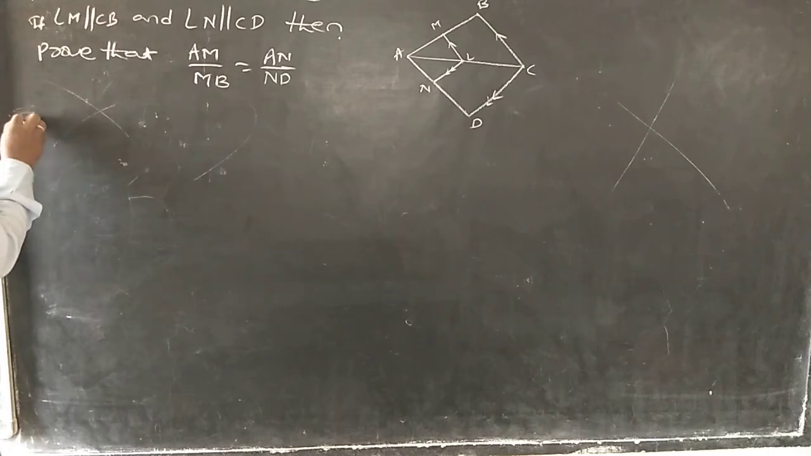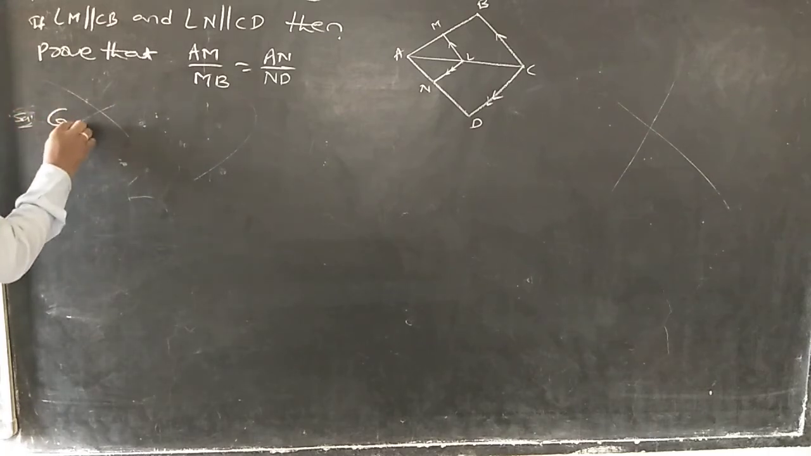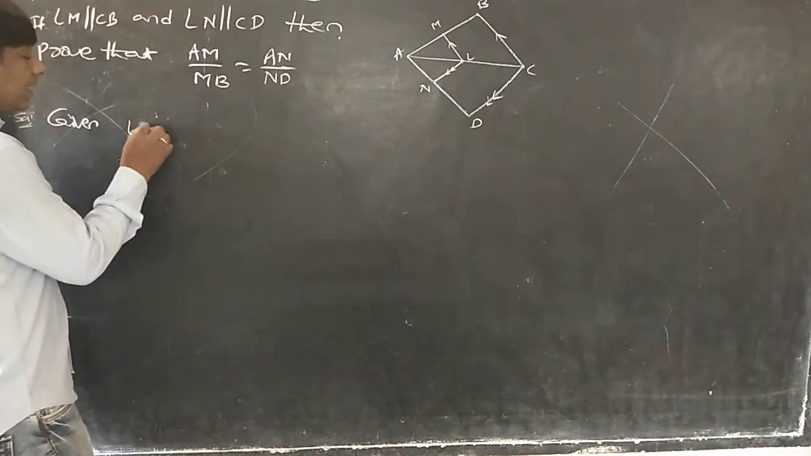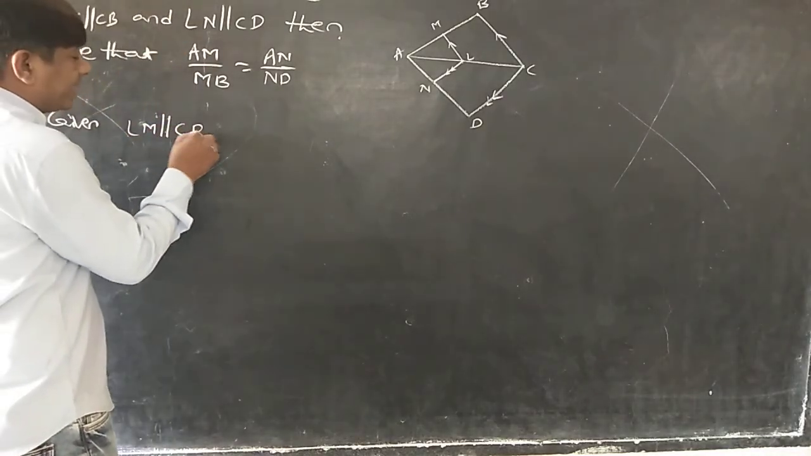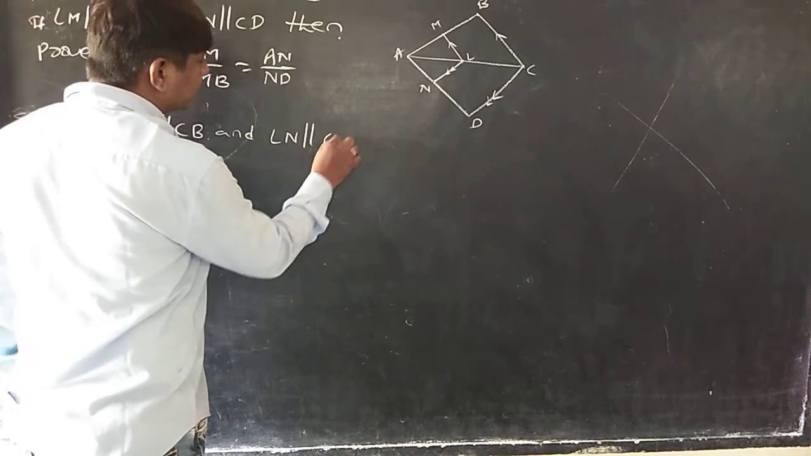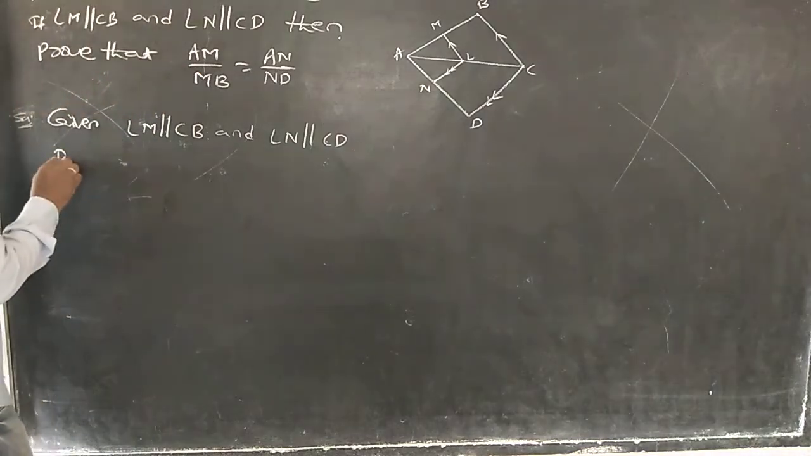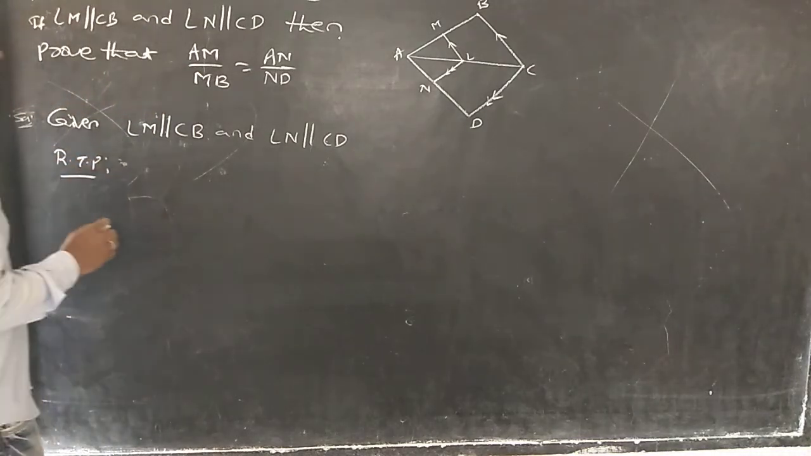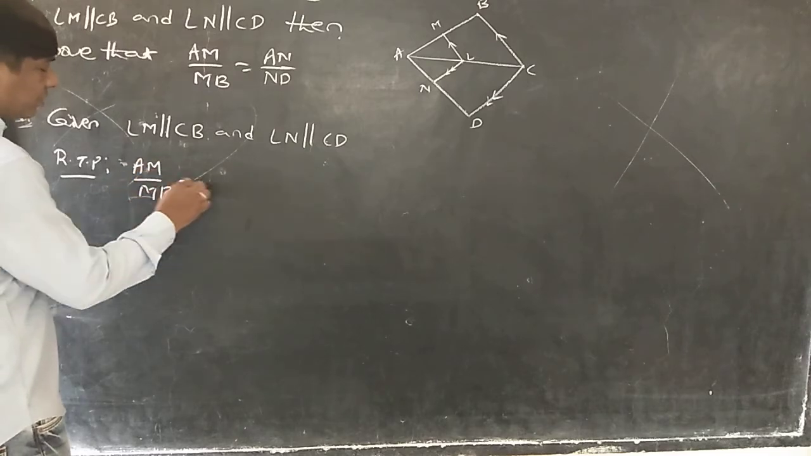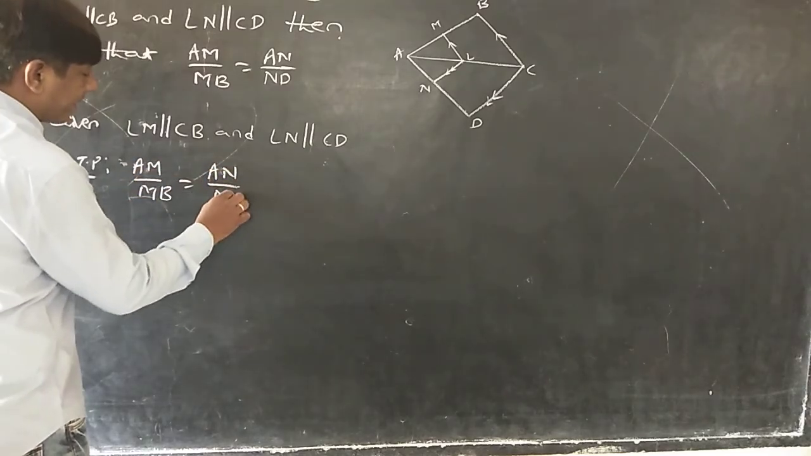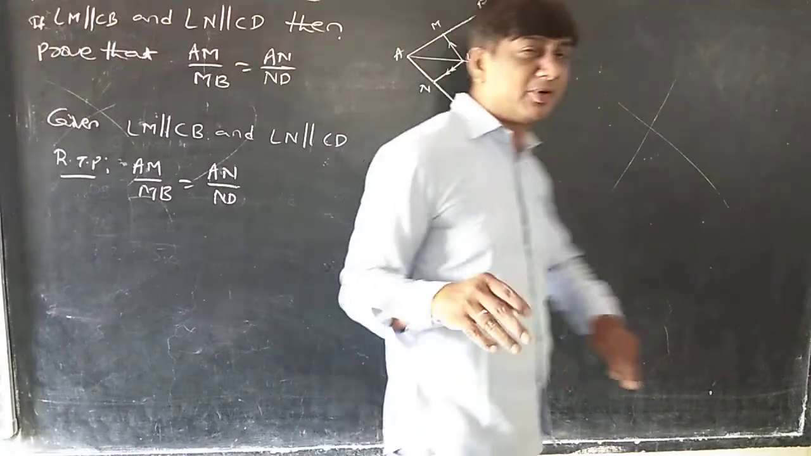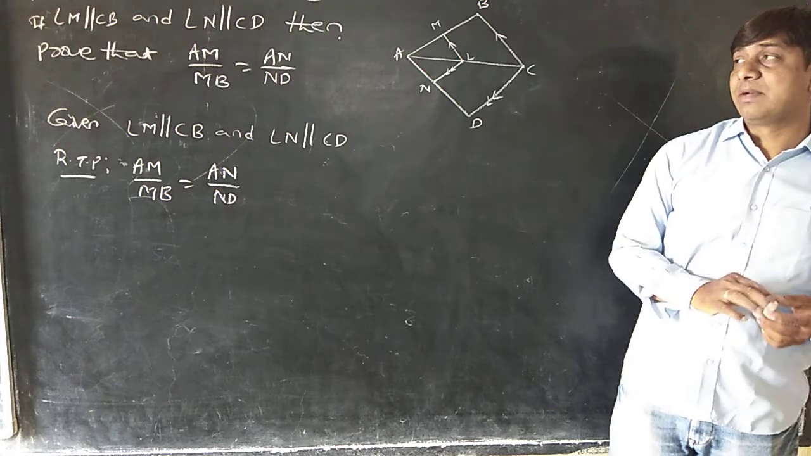In this one, what is given in the solution is LN is parallel to CB, and LN is parallel to CD. Now what is required to prove is AM by MB is equal to AN by ND. Like a theorem, I am proving it here, not a numerical problem.